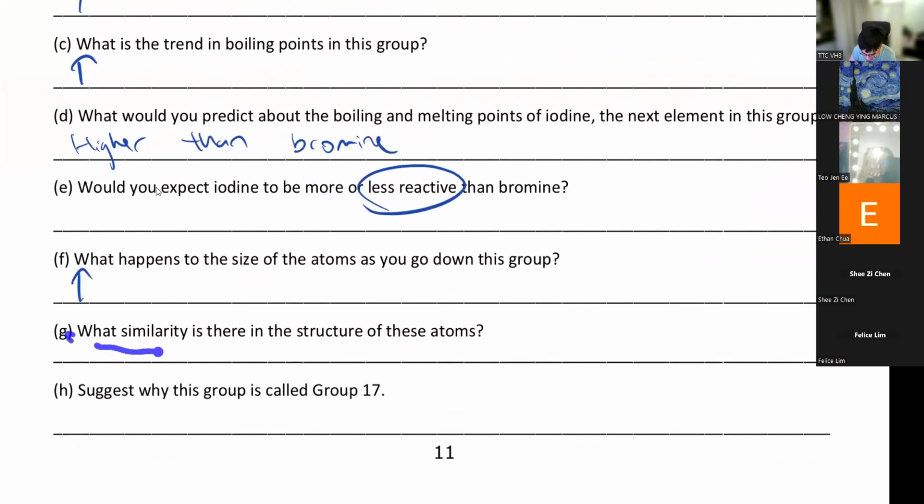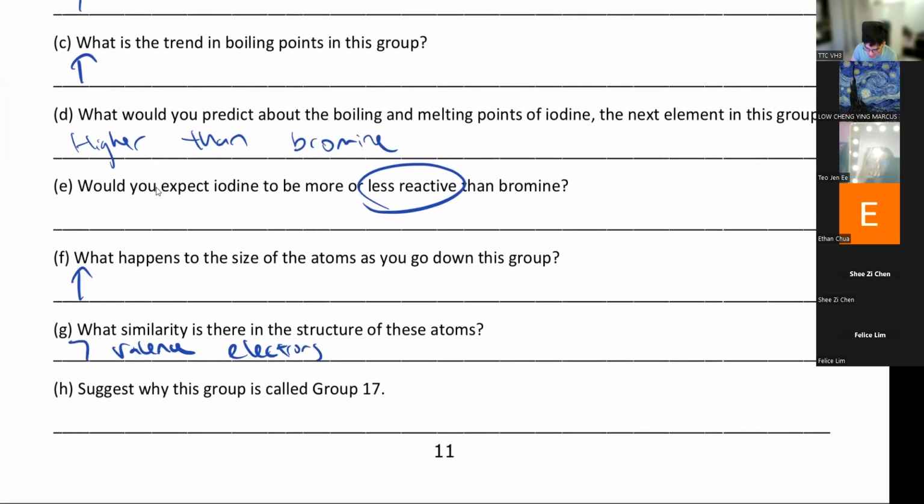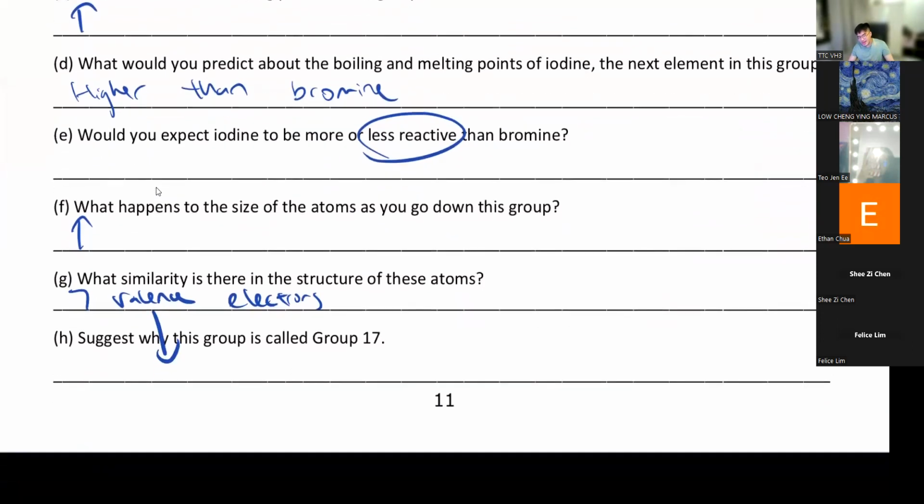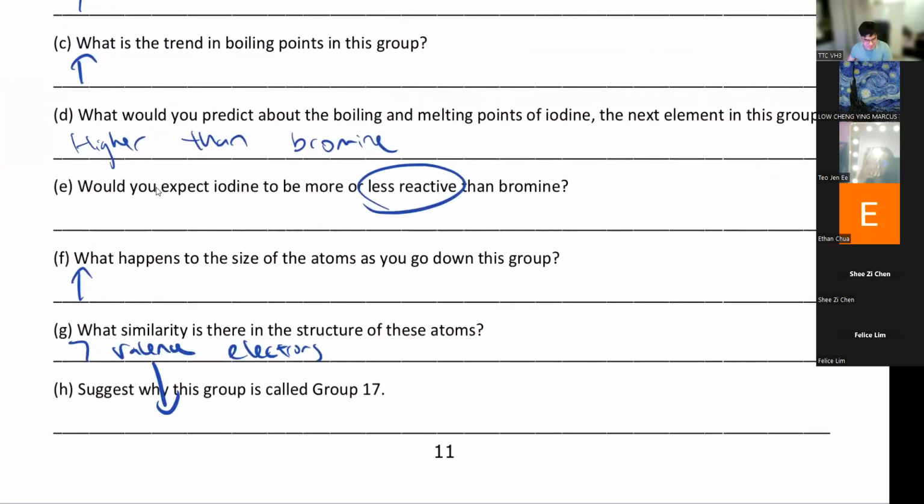So G, what similarity is there in the structure of these atoms? They have 7 valence electrons. Why is this group called group 17? Because they have 7 valence electrons. And that's it. All right.